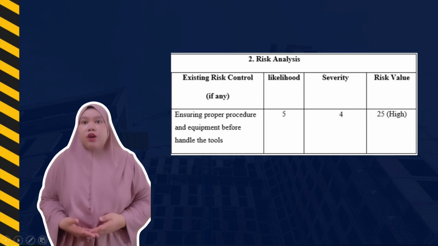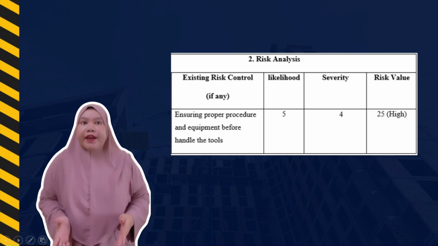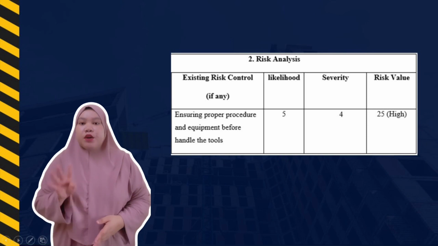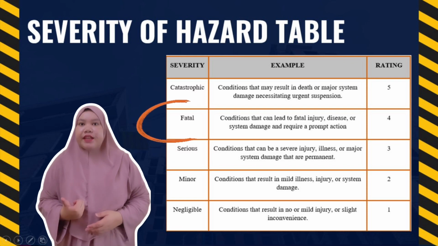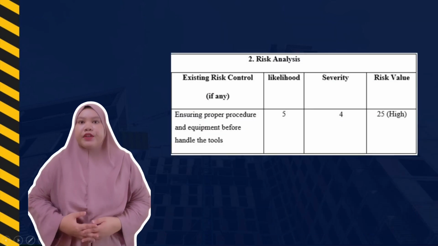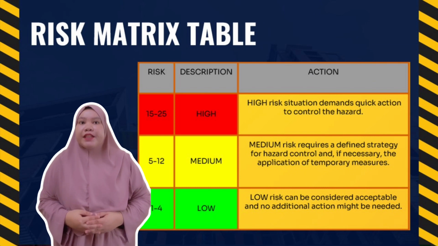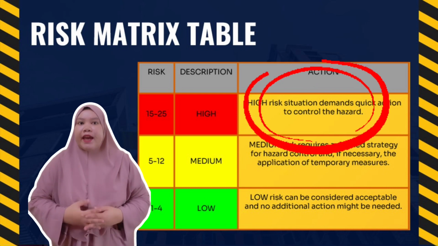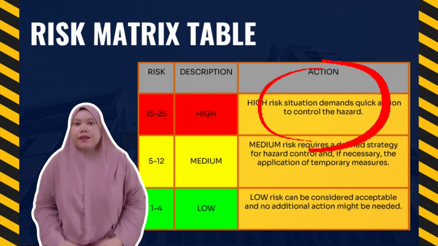For the severity, also called risk impact, it is the expected harm or adverse effect that may occur due to exposure to the risk, and its level is 4/5, where the conditions can lead to fatal injury, disease, or system damage and require prompt action. The risk value is 25, which means the risk for this activity is very high. A high risk situation demands quick action to control the hazard. Thus, a safe operating procedure is needed for these activities.